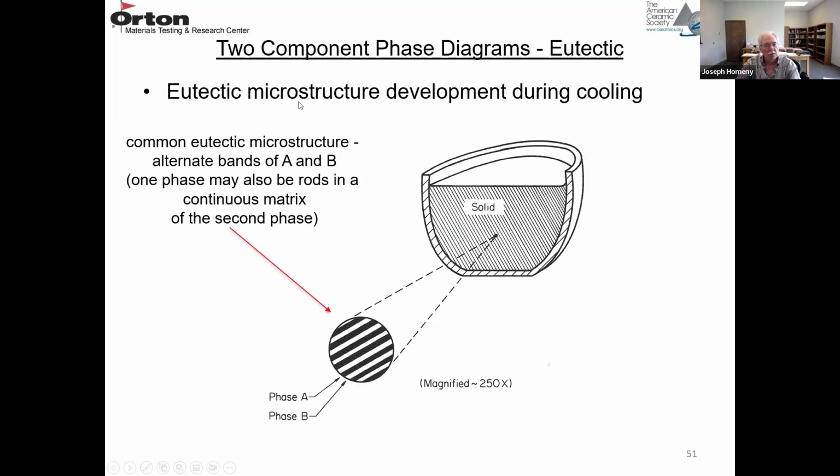So this eutectic microstructure could be the composition for the eutectic. It's in a crucible. We cool it, we form a solid. You can see the layer structure that forms. And if we magnify it, you can see the layer structure for the eutectic composition. So that's a common eutectic microstructure, alternate bands of the two phases, A and B. They could be layers, depending on the amount of each phase. They could also be rods in the matrix, but it resembles a composite type microstructure.